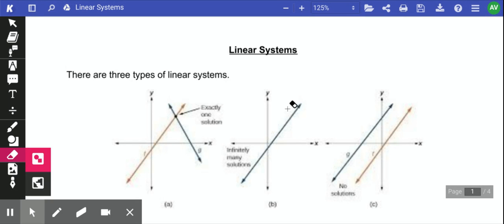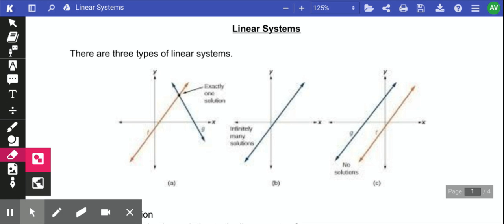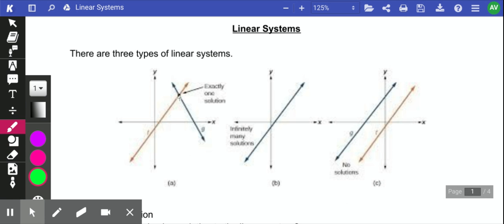Hey everyone, so today we're talking about linear systems. There are three types of linear systems. A linear system means a set of lines. Most linear systems look like this. There are two lines and they intersect in exactly one place. That one spot where the two lines intersect with each other is the solution.